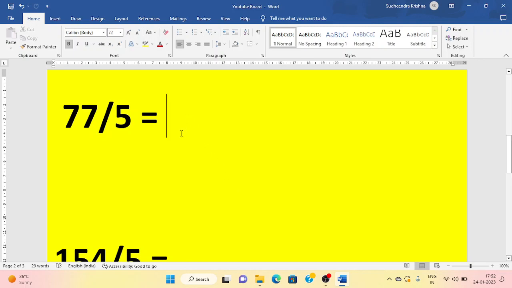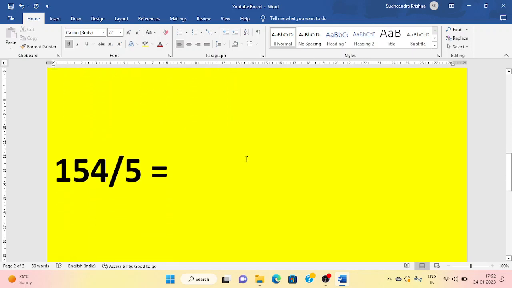Okay, so the first step is you multiply 77 by 2. That is, you have to double 77. So 77 into 2 is 154. Now from the right side you leave one digit and put a dot. So 15.4 is the required answer. So 77 divided by 5 is equal to 15.4. It's as simple as that.